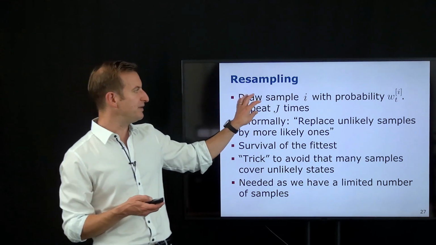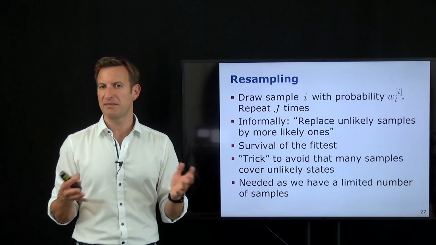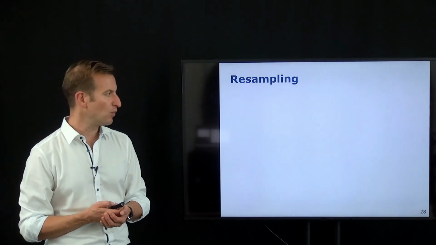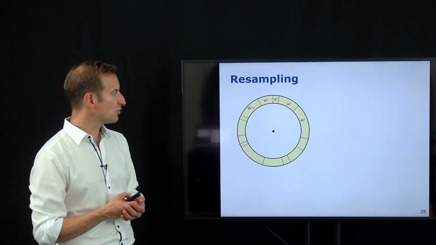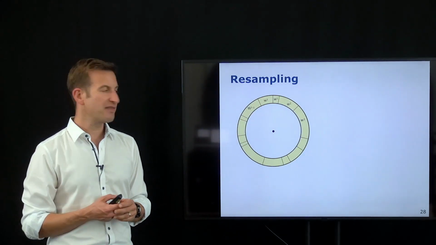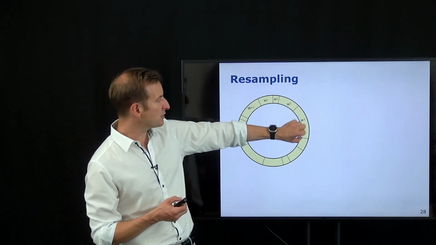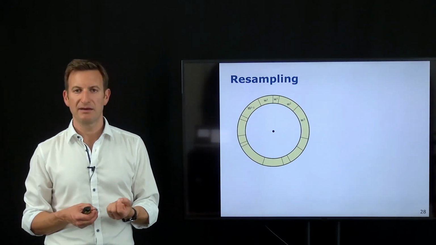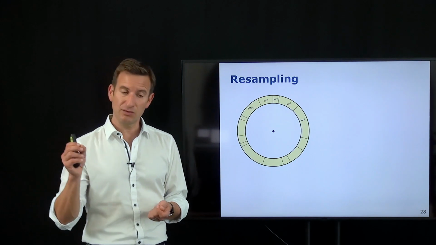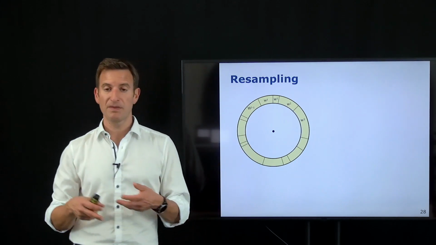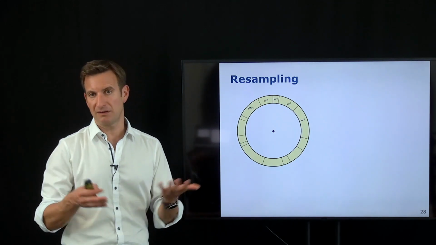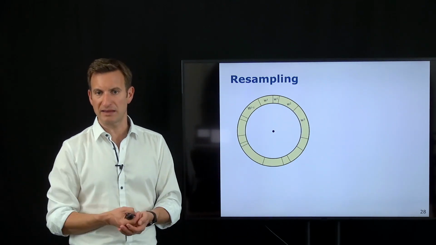From the way it is described here, draw samples with replacement, that sounds very easy. It's something which is often called roulette wheel sampling. Why is this the case? Because you can envision a roulette wheel where the buckets of that roulette wheel represent the weights of the particles. The larger a bucket is, the more likely that this sample is going to be chosen. So if you want to draw a sample, you just take your ball, put it into your roulette wheel, and see in which bucket the ball ends up. If you have a larger bucket, the ball is more likely to end up there.